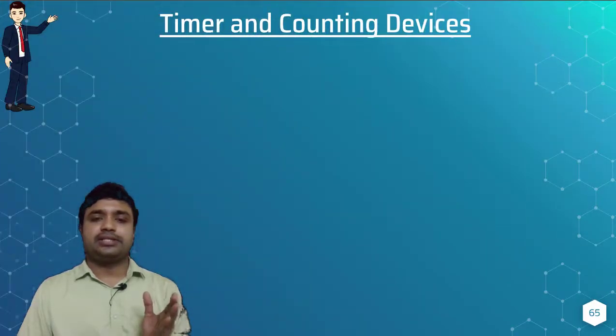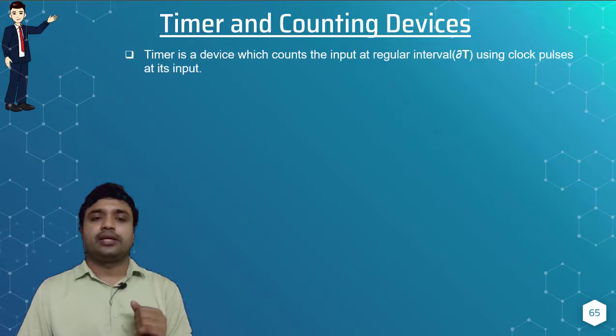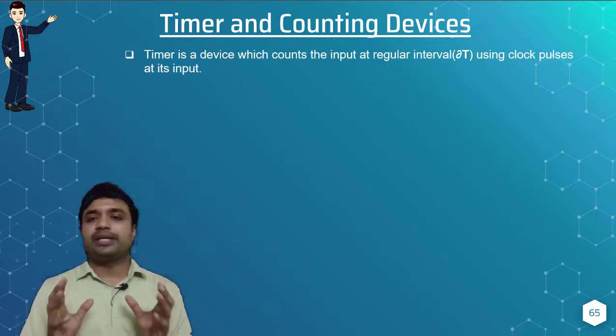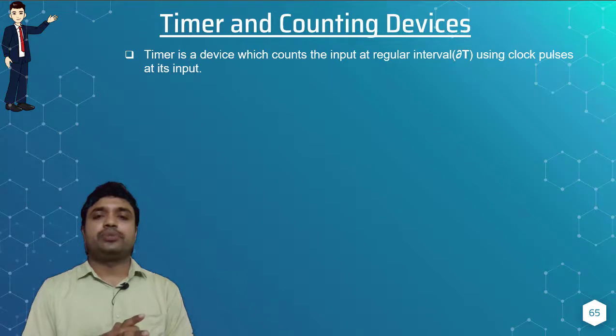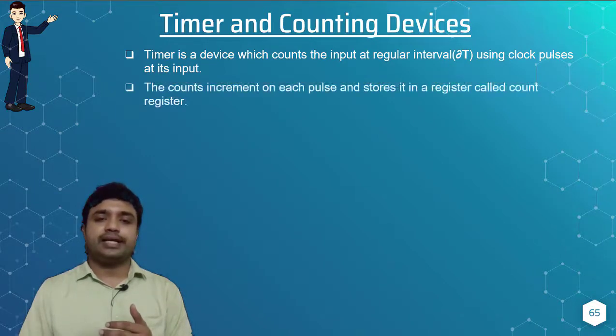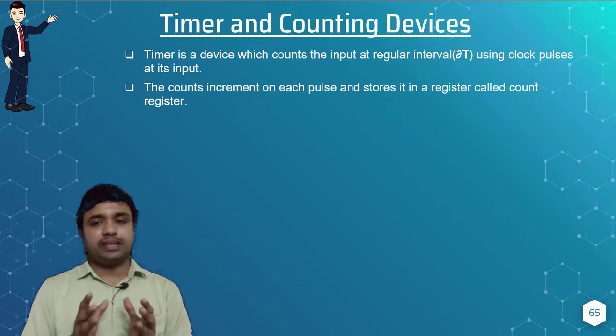Next is timer and counting devices. So what is a timer and what is a counter? A timer is a device which counts the input at regular intervals. That means we take the interval, represented as delta t, using clock pulses at its input. A timer has an input of clock pulses, so it counts the clock pulses. The count increments on each pulse and is stored in a register called the count register.